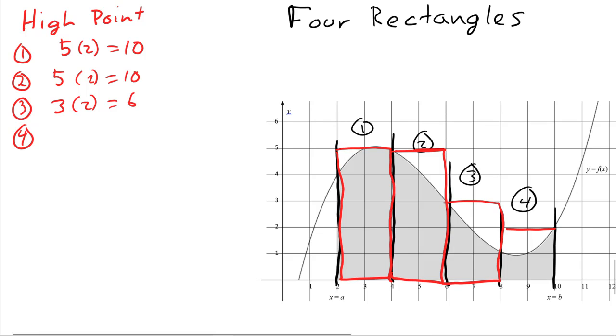So the area of that rectangle is 6. And for the fourth rectangle, the highest point is on the right. It's 2, so the area of that rectangle is 4. And that brings our overestimate to 30.